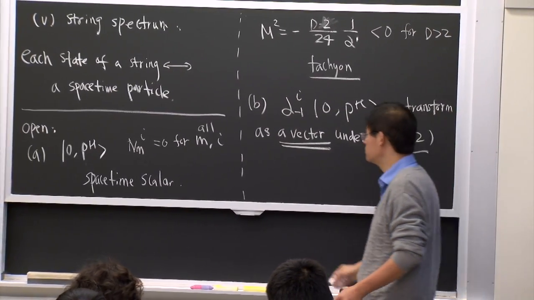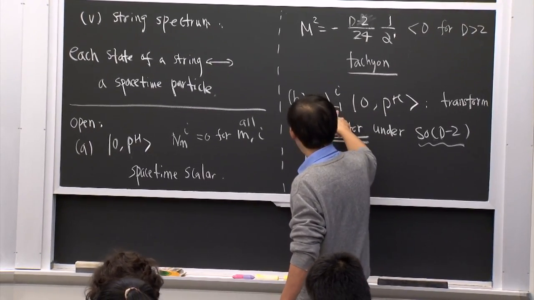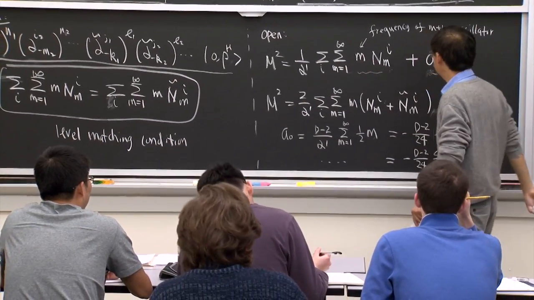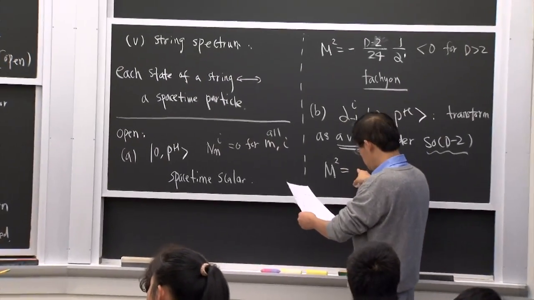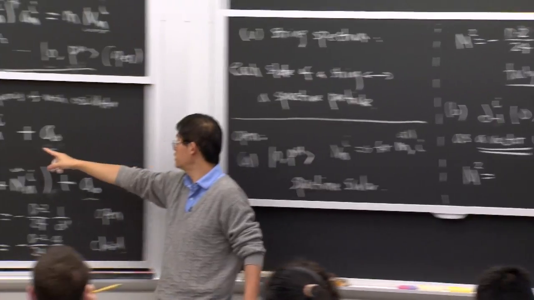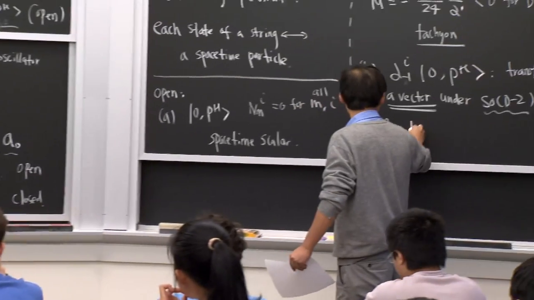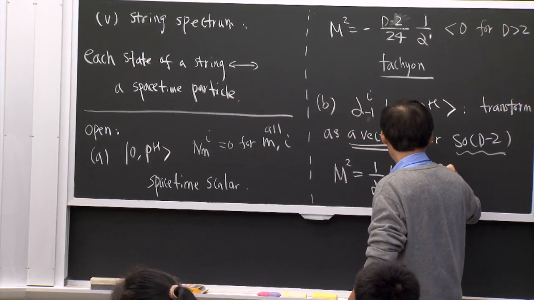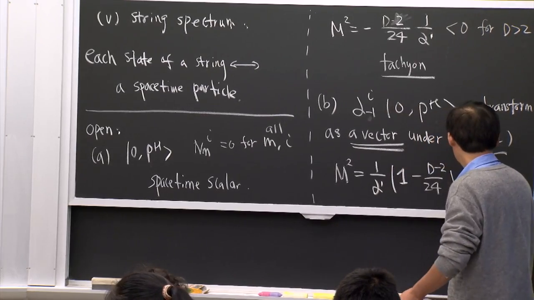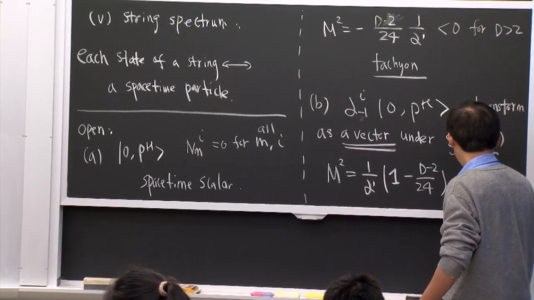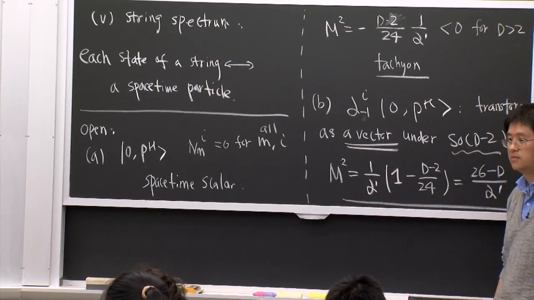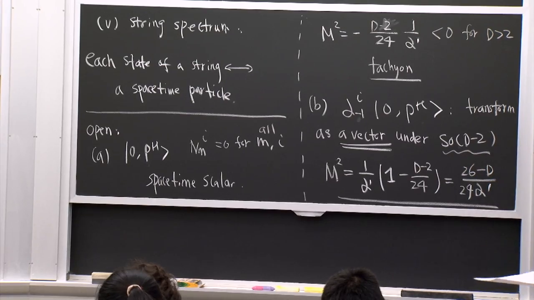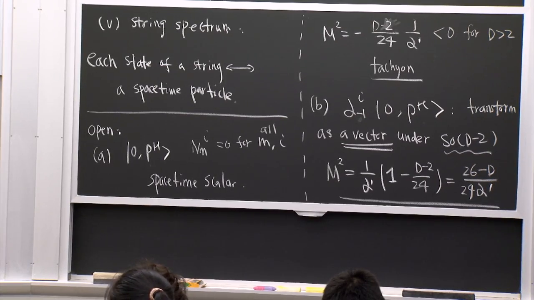So now let's work out its mass. Now m equals 1, and so you just have 1 here. So this is alpha prime times 1 minus (d minus 2) divided by 24. So this is (26 minus d) divided by 24 alpha prime. So now you see this magic number 26.